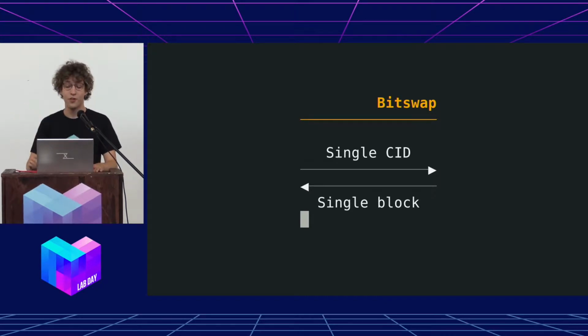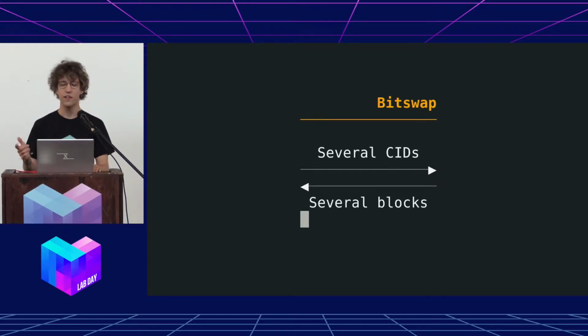So we have a system called BitSwap, which does a lot of things, but for this talk, the interesting part is that if you want to request data from another peer, you send a single CID to the other peer and you get a single block back. These days it's even possible to send several CIDs and get several blocks back. But the important thing is it's always a one-to-one mapping. For every CID you send, you get exactly one block back. And I'll give you an example of what this is used for.